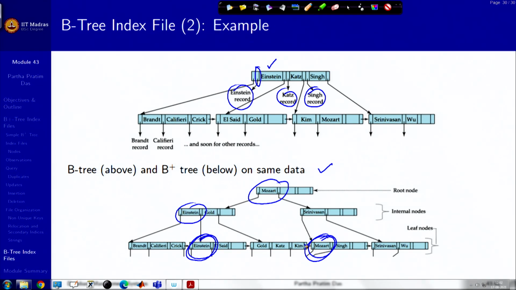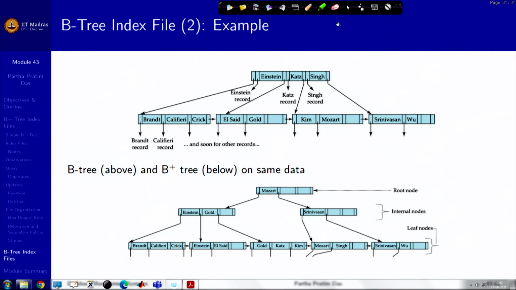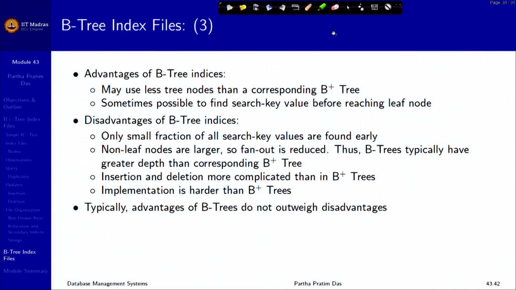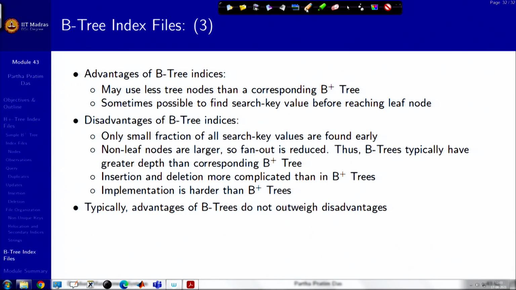Only those keys which have not occurred on any internal node will occur in the leaf node. So, this will naturally take less space. It uses fewer nodes, and at times you will be able to find a record even without going to the leaf node. In B plus tree you have to go to the leaf node, only then you get it, but here you might get it earlier. But there are several disadvantages. First of all, this advantage of finding a record earlier is not great, because only a small fraction of all keys will be on the internal nodes. And non-leaf nodes are now getting larger, right.